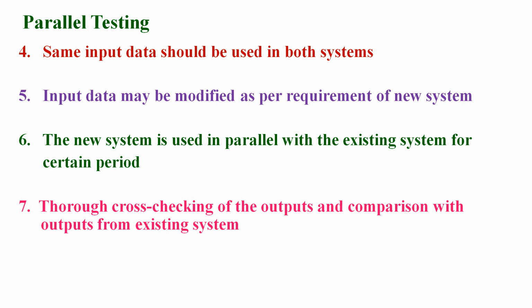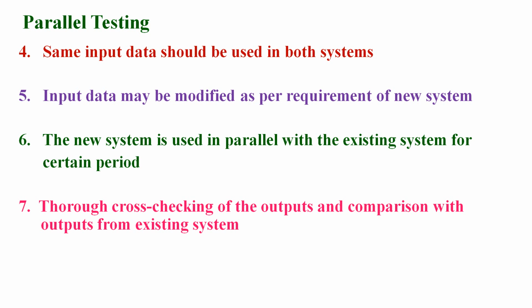Right? So that is the meaning of this. And through cross-checking of the outputs and a comparison with the outputs from the existing system, we have to do thorough cross-checking of the outputs. After cross-checking the outputs, of course we have to do the comparison with the outputs from the existing, old system.